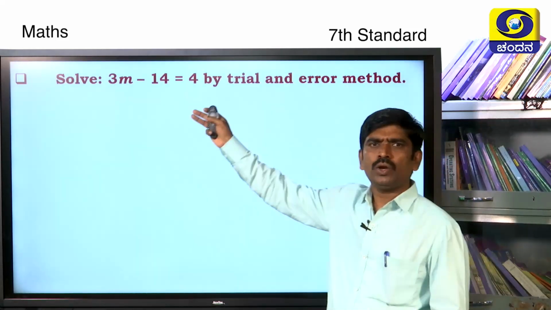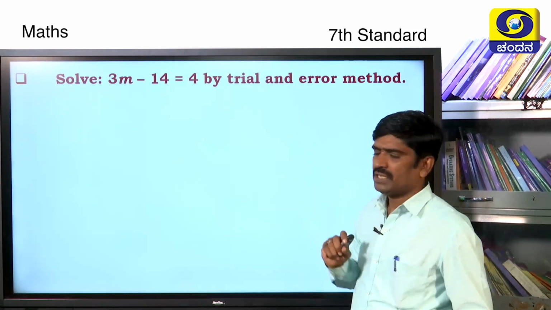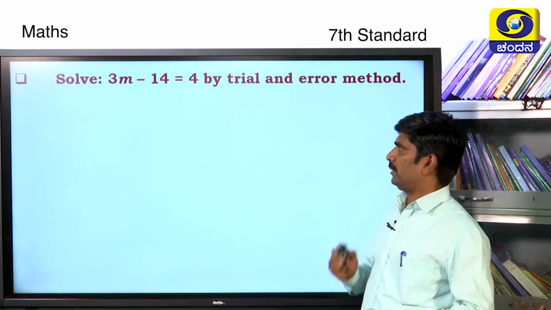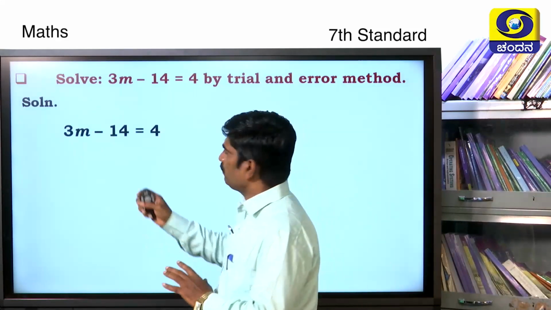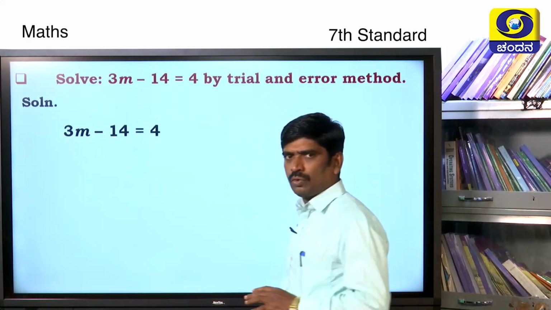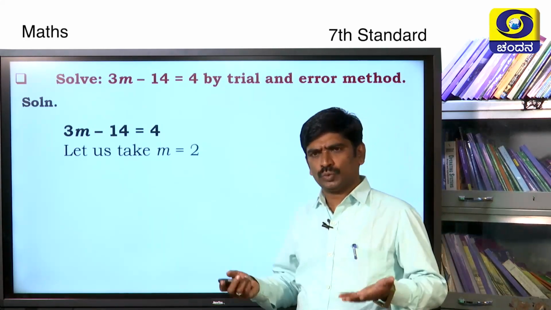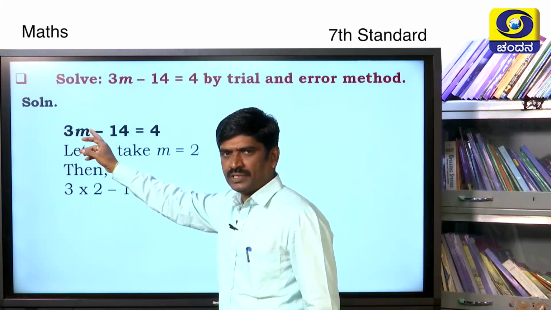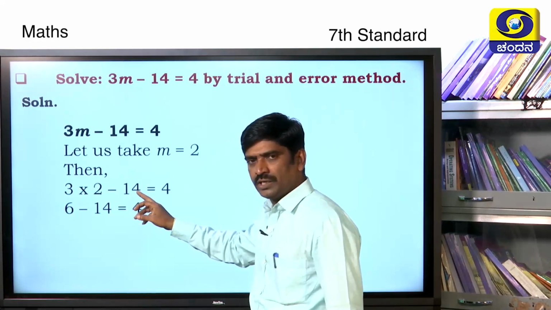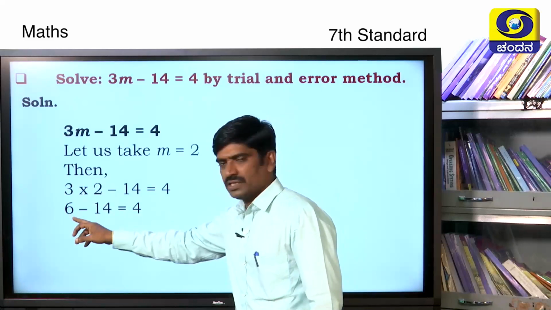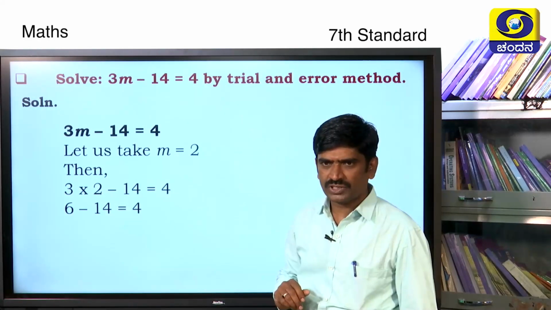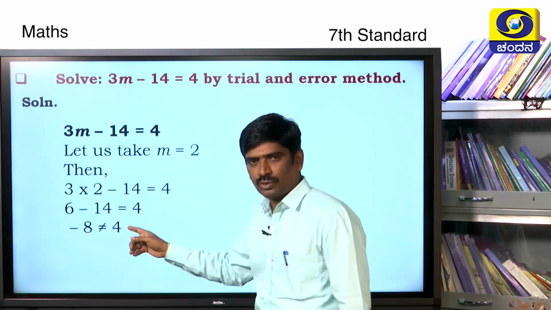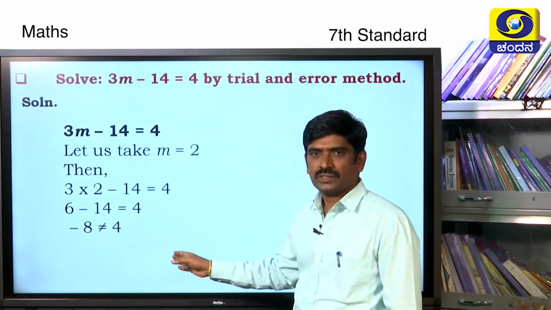Third question, solve 3m minus 14 is equal to 4 by trial and error method. Which method? By trial and error method. Solution: what is the question? 3m minus 14 is equal to 4. Let us take m is equal to 2. Then we put the value of m as 2. Then 3m means 3 into 2 minus 14 is equal to 4. 3 twos are 6. 6 minus 14 is minus 8. Minus 8 is not equal to 4. That's why this is not true.